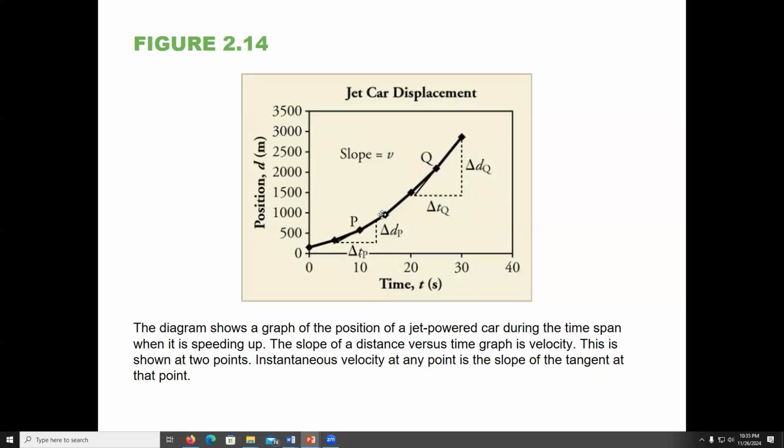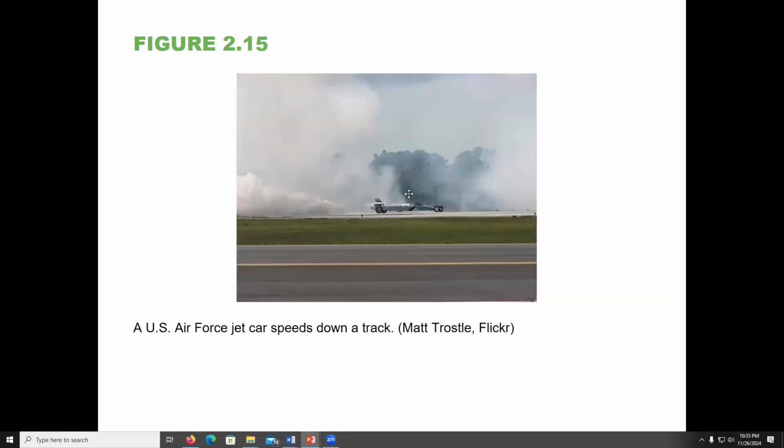So that particular point is on the x-axis, you have about 15 here. You have 15 seconds, and the y-axis is 1,000. So we get the slope. The slope is 1,000 divided by 15. So 1,000 divided by 15, that's going to be the slope, and the tangential line to this point right here is going to represent the instantaneous velocity.